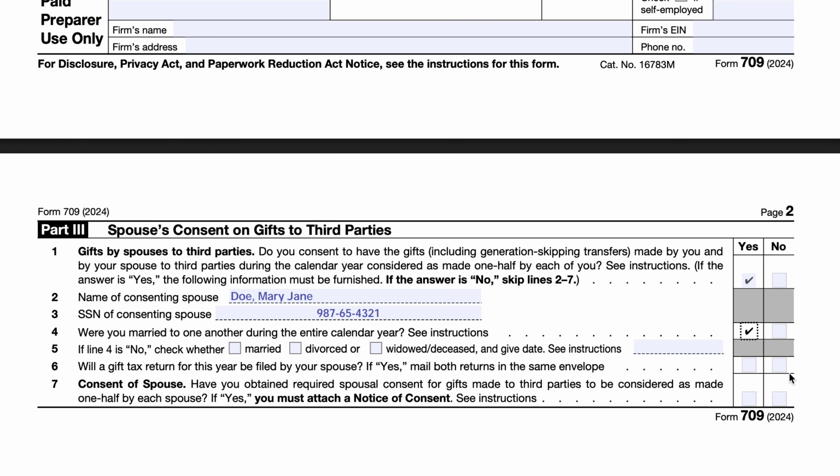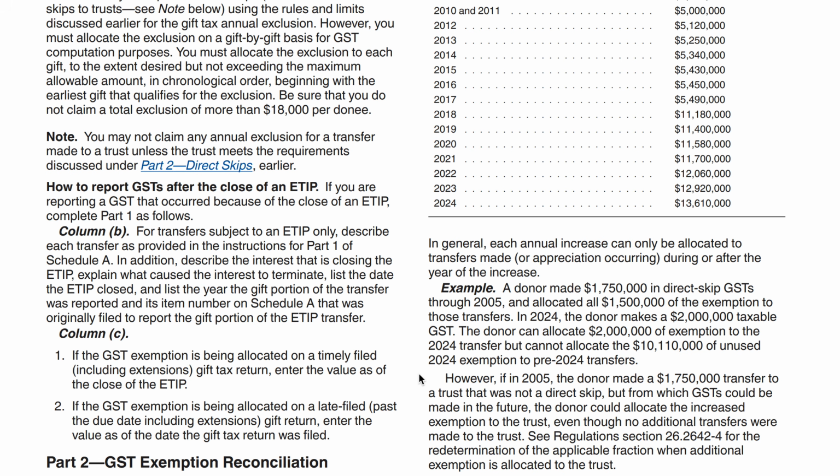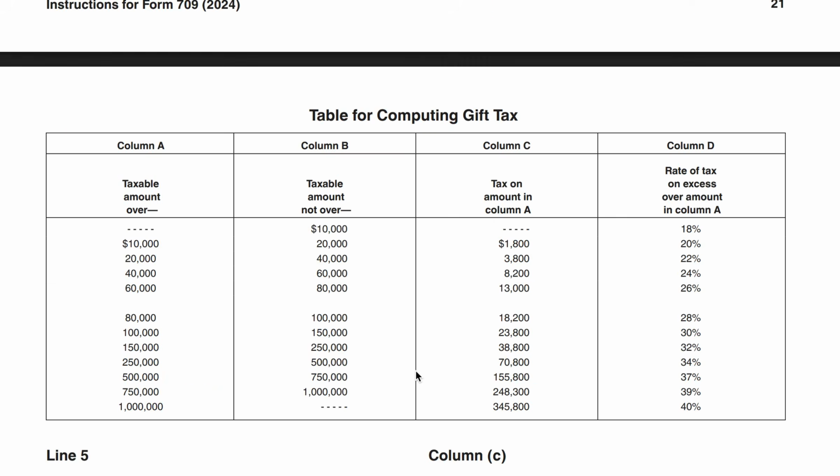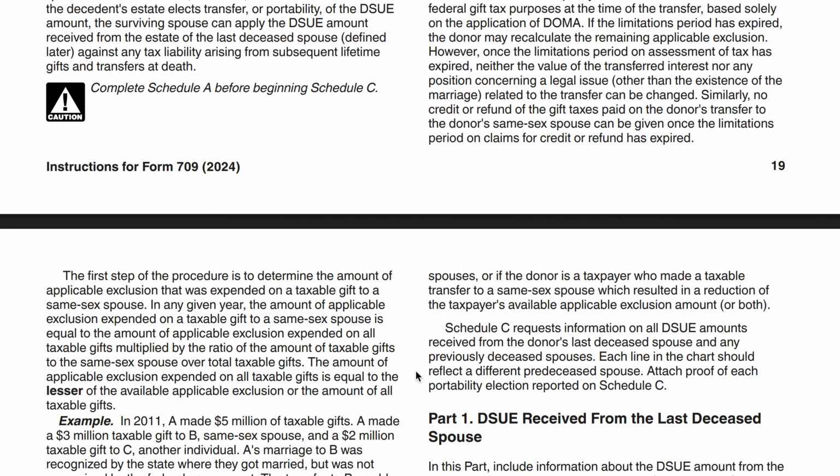And then will your spouse also file a gift tax return? If yes, then you should include both returns in the same envelope. And then do you have your spouse's consent? So have you obtained spousal consent for gifts made to third parties? You would also need to attach a notice of consent. And let's just take a closer look at the instructions, what the spousal consent consists of.